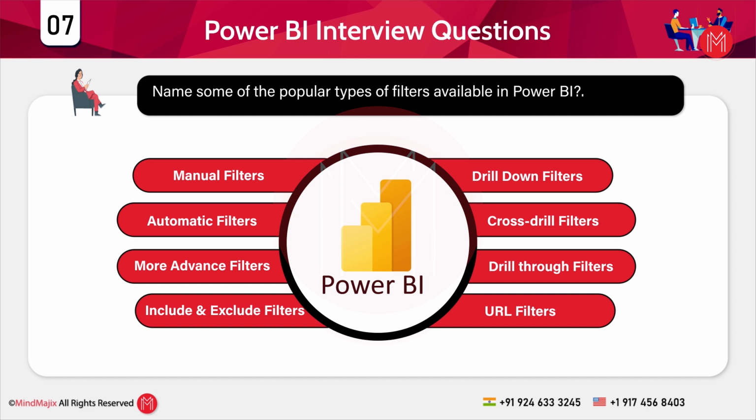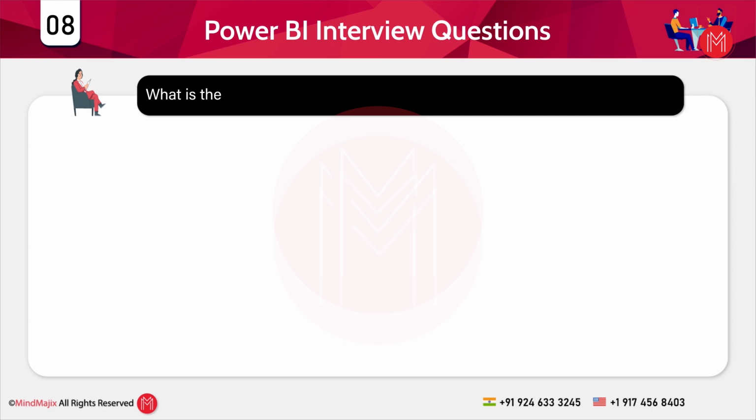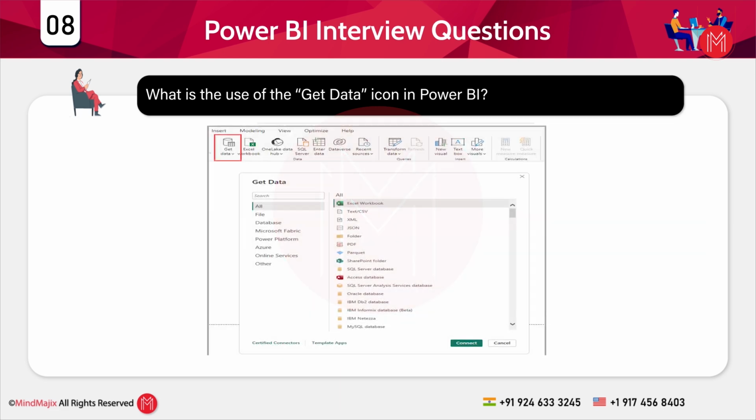So basically, if you have done maybe a couple of projects or 2 to 3 projects in Power BI, in these particular projects, you can also mention, like you can give examples of the occasions or the scenarios where you have used these kind of filters in Power BI. The next question is, what is the use of get data icon in Power BI? So guys, as you can see on the screen, this is the screenshot that I've attached for this particular question. And over here, you can see get data.